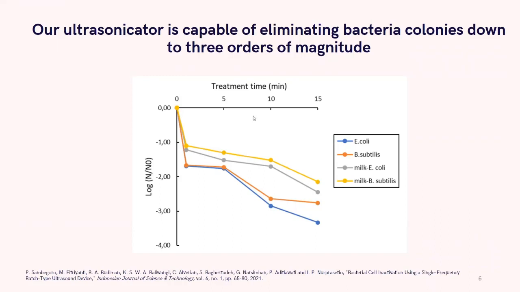As you can see on the graph, in the first 3 minutes, the line goes down rapidly, down 1 to 2 orders of magnitude for all samples, and up to 15 minutes of treatment for E. coli, our device is capable of reducing the bacteria colonies down to 99.9%. Although the result is great, we believe we can do better and improve our device.